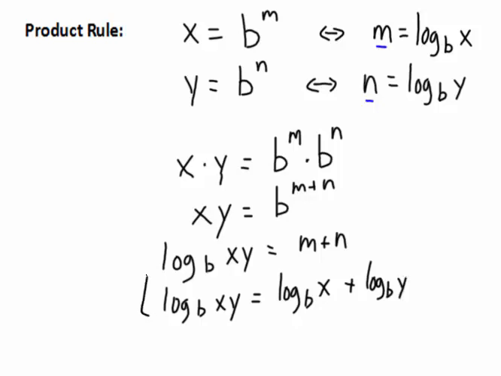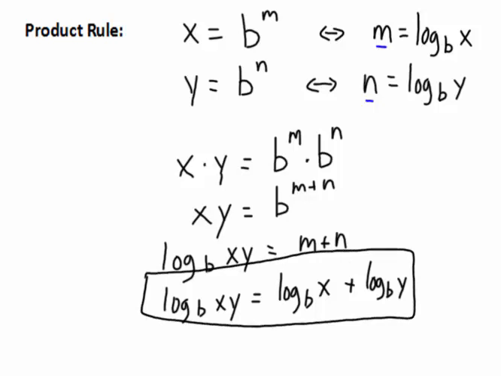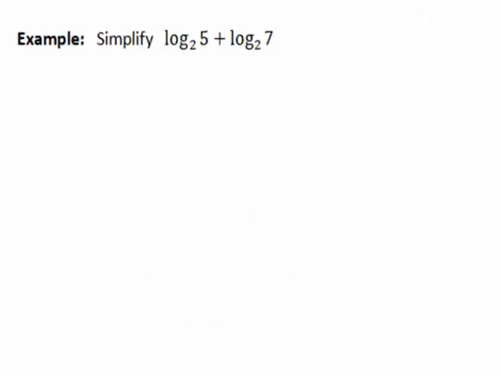And that is our product rule. When we have a logarithm with two numbers multiplied together, x times y, it's the same as the sum of two logarithms to the same base. Log base b of x times y is really the same as log base b of x plus log base b of y. Let's put it into practice.